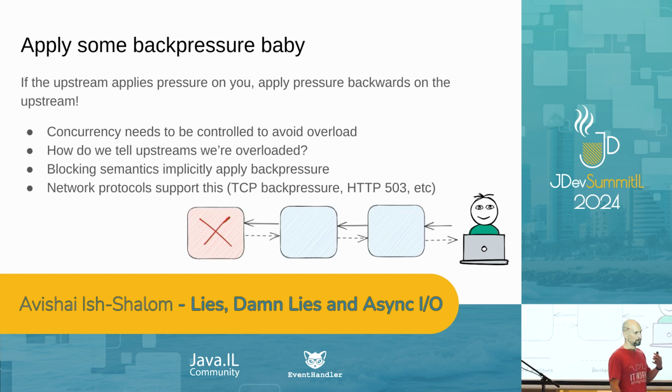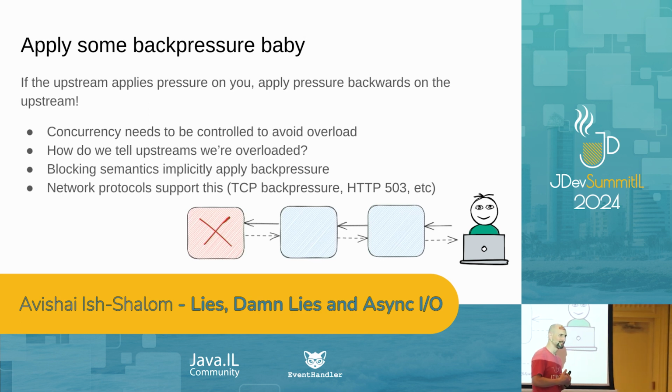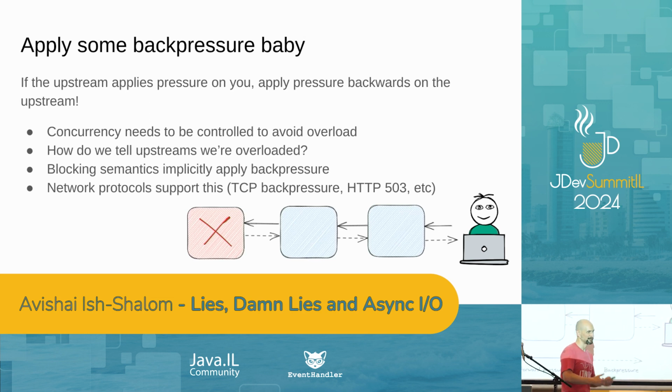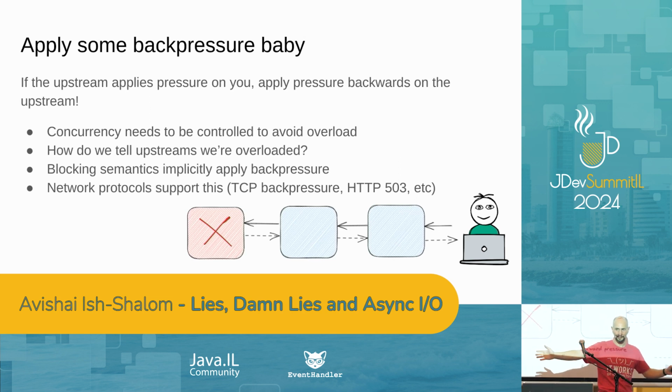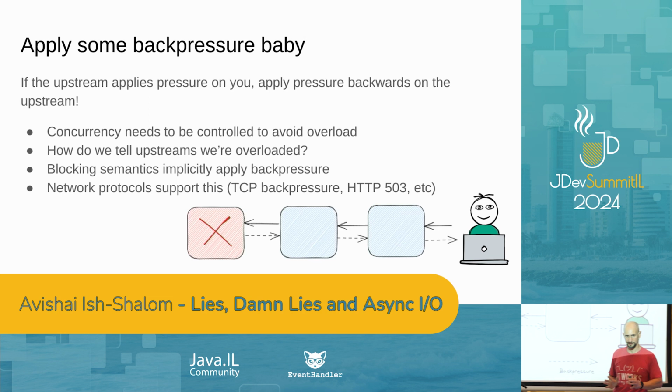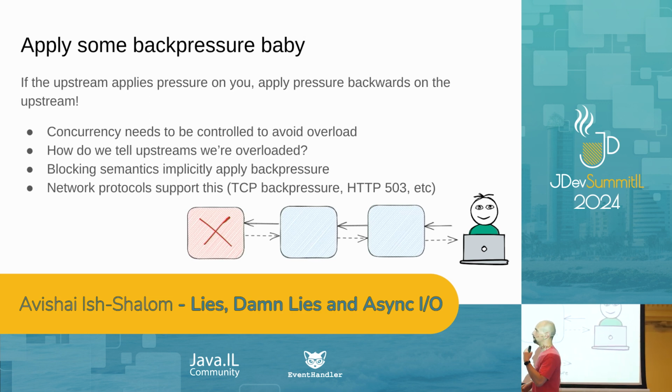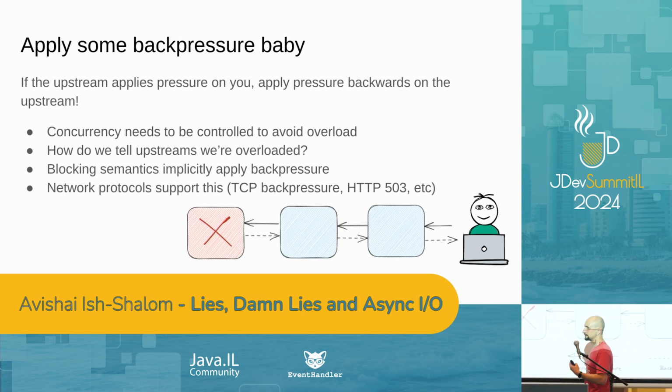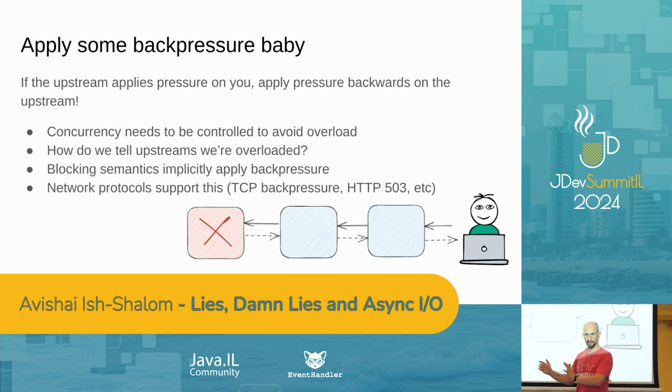So with blocking, it's very easy. If I block, whoever called me blocked, whoever called them blocked, and so on, so on, so on. It's a chain of blocking that terminates at the client, and then the client blocks and doesn't send any more traffic. So with blocking call semantics and synchronous frameworks, we have back pressure by default. We don't need to do anything. We just need to make sure we don't have anything asynchronous in the middle.